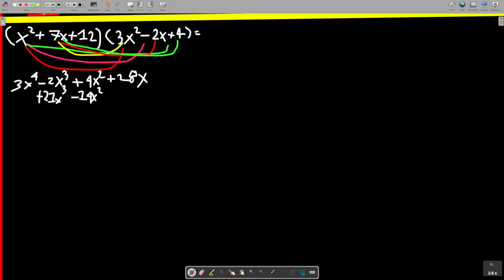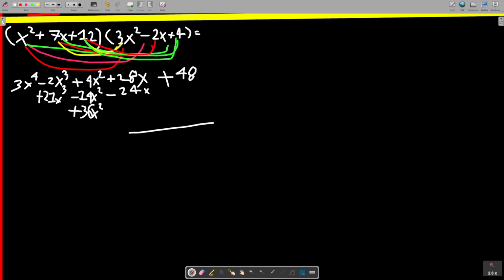Next we have 12 times 3x squared. That is equal to positive 36x squared. So we're going to write it right here. And next, positive 12 times negative 2x, which is negative 24x. So we're going to write it below 28x since they're like terms. And then the final one right here, we have 12 times 4, which is 48. So I'll just write positive 48 right here.